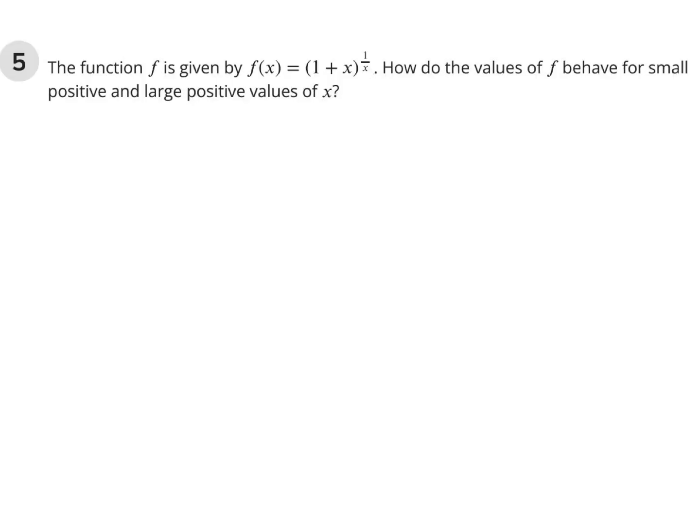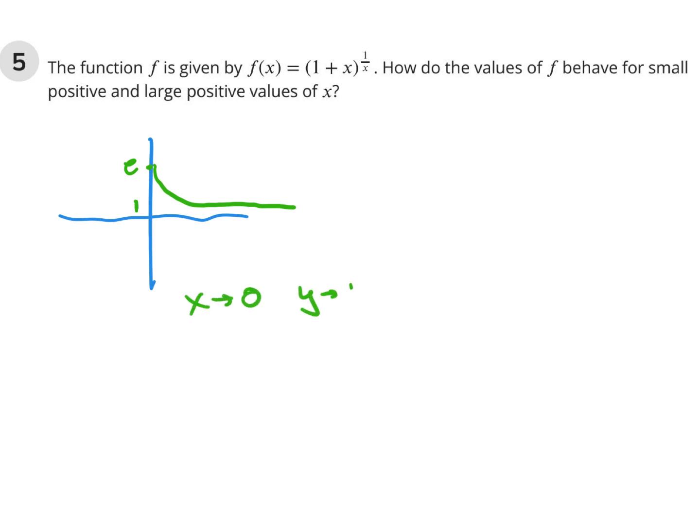Okay, so if we were to put this into a graph, we would see this figure here. Where this is 1 and this is about e. So as x goes to 0, y approaches e. As x goes to positive infinity, y approaches 1.